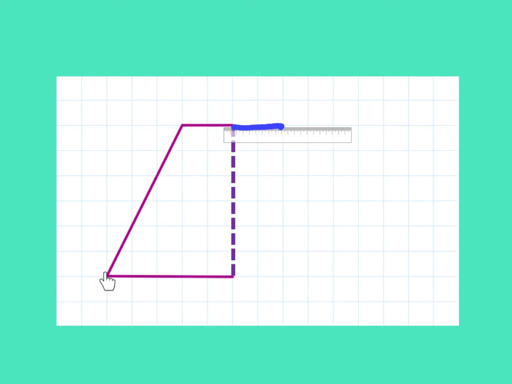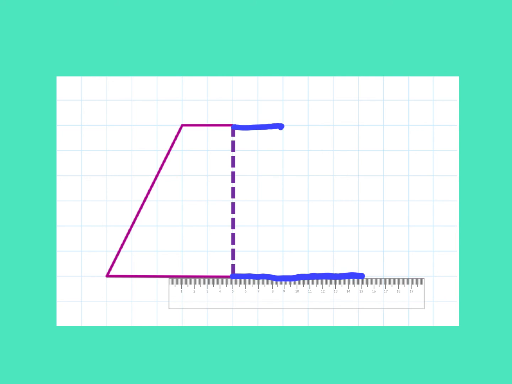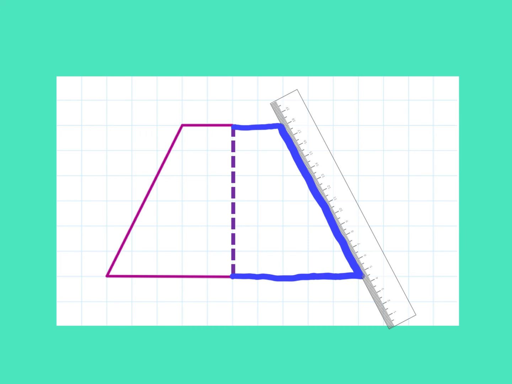For the base of our figure, we can see here that it's 1, 2, 3, 4, 5 units wide, so we need to double that to complete the figure. 5 times 2 is 10, so let's add 5 more. To create our third line segment, all we need to do is connect the horizontal lines. Now our figure is complete.